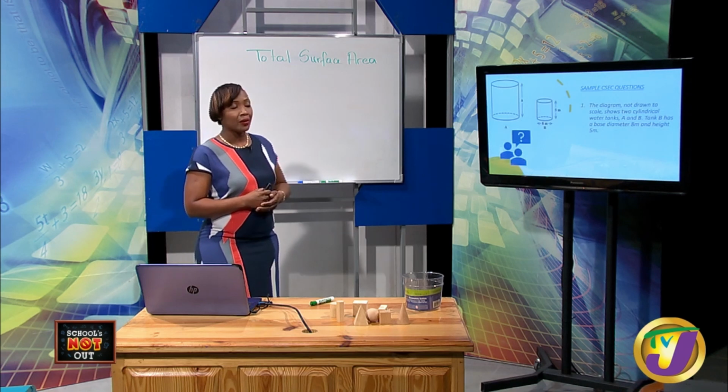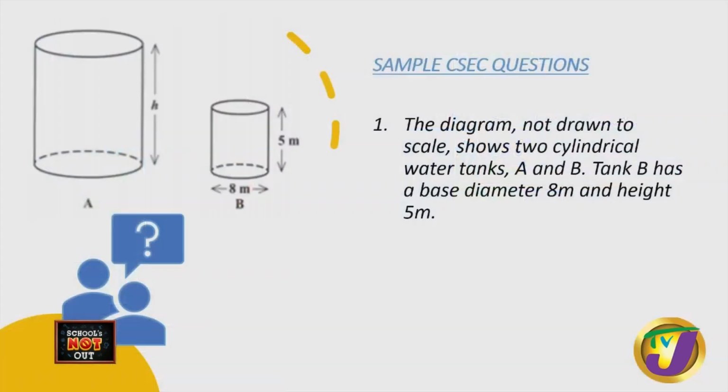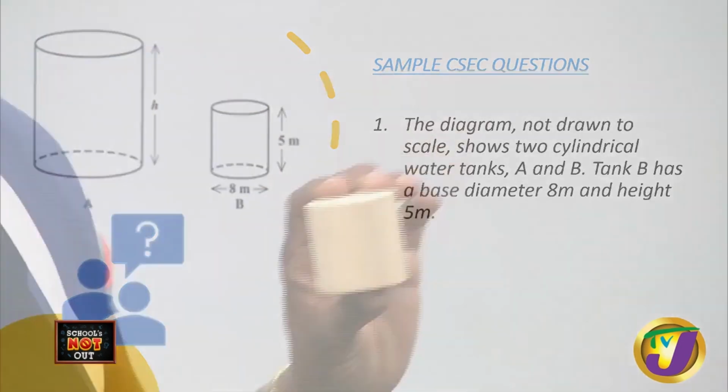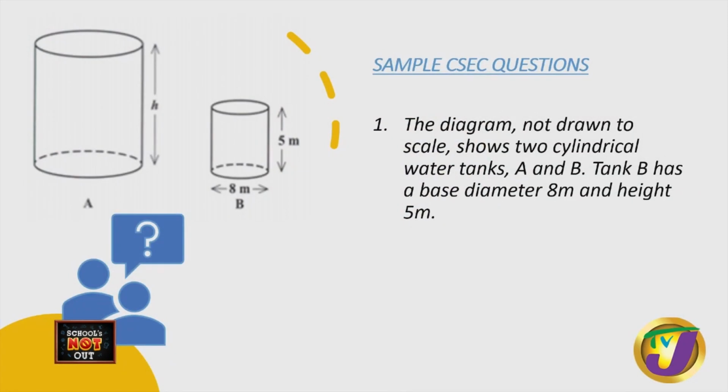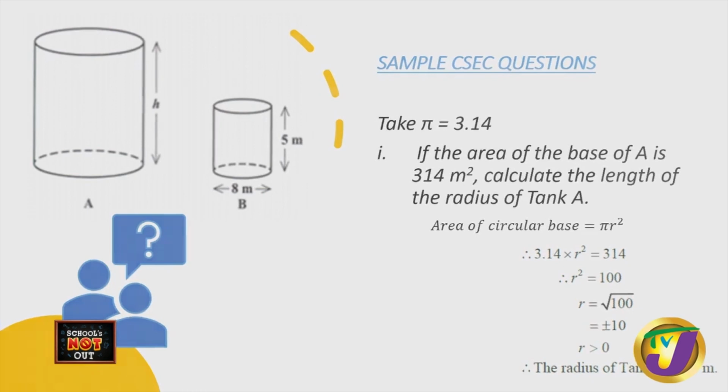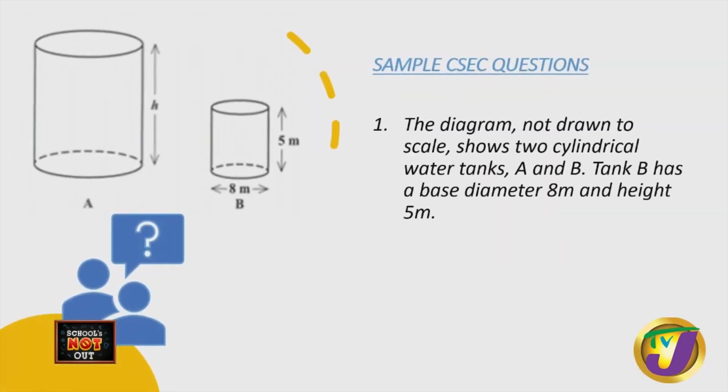Now, this is a sample question from the CSEC curriculum. We have 2 diagrams here, and as you can see, the diagrams are cylindrical. So let's read. The diagram, not drawn to scale, shows 2 cylindrical water tanks, A and B. Tank B has a base diameter of 8 meters and a height of 5 meters. Okay, I don't really want you to see that yet. So let's look at it. If you were asked to find the total surface area of cylinder B, what would you do?